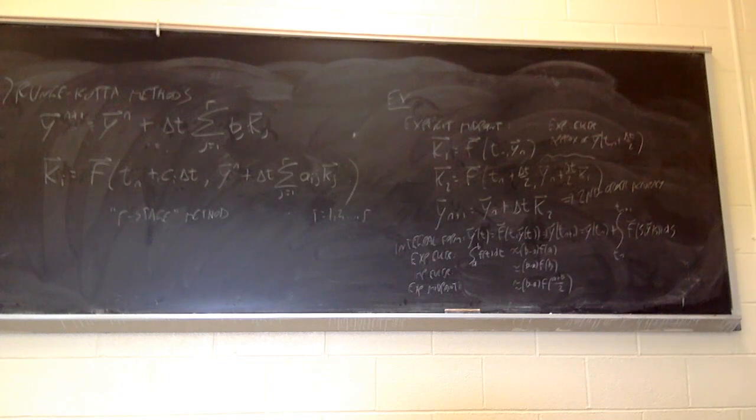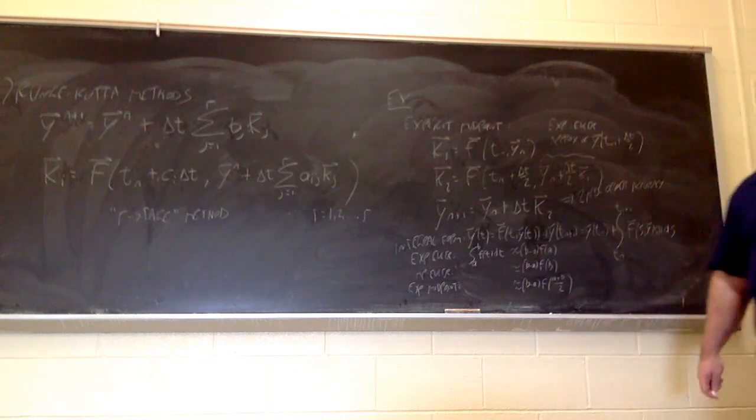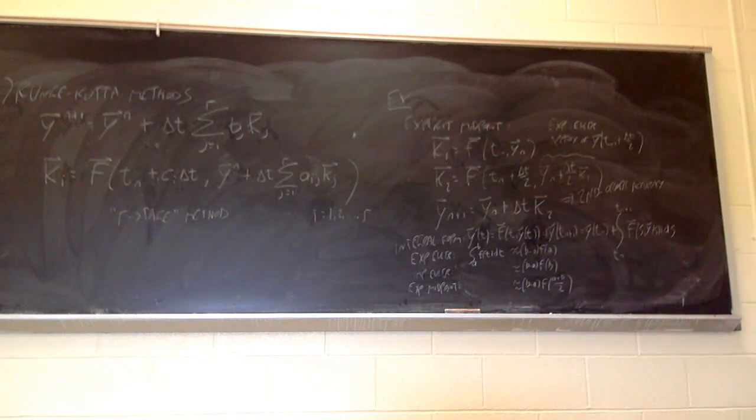Now, on one hand, each time step takes twice as much work as explicit Euler, because it has to evaluate f twice instead of once. But because of having a whole higher order of accuracy, like you're doing twice as much work per time step, but your error is squared from before, so a lot smaller. So it's worth it.